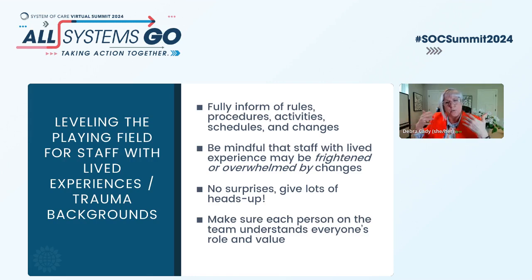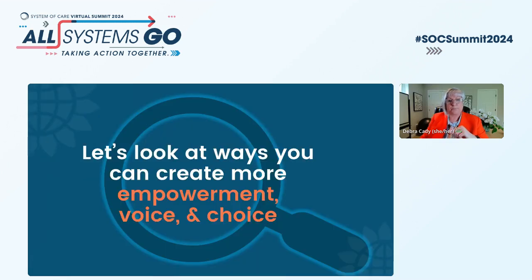Right? It's like having these real clear boundaries and roles. The person who's a peer support specialist has lived experience and is bringing a ton of value to the organization. So making sure they feel on the same playing field as everyone else, and that their feedback is equally measured, and that everyone understands their role, and then holding people accountable to boundaries and your agreements. So let's look at empowerment, voice, and choice.